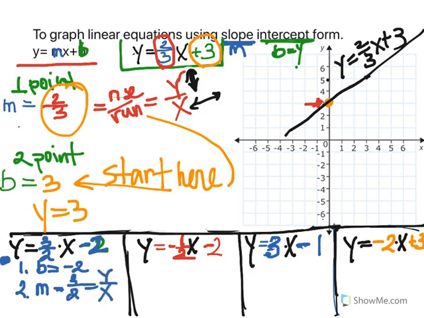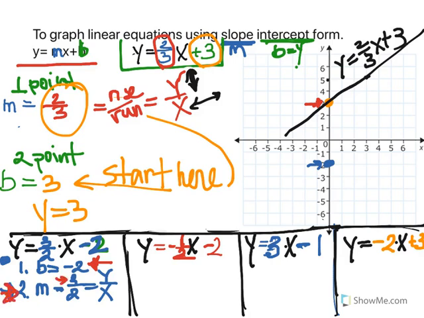Okay, so let's go. Always start with your y-intercept. So on the y-axis, I'm going to find negative 2. Negative 2. This is my first point. I'm going to keep my marker here, and from here I'm going to use my slope.